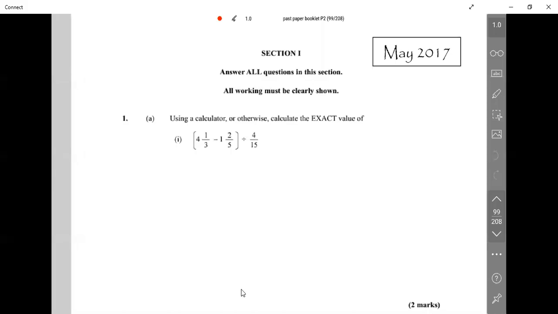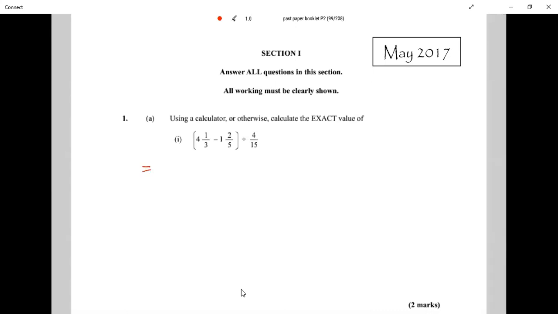Okay, so this says May 2017. Question number 1A says, using a calculator or otherwise, calculate the exact value of (4 and 1/3 minus 1 and 2/5) divided by 4 over 15. So let's work out whatever is in the bracket.